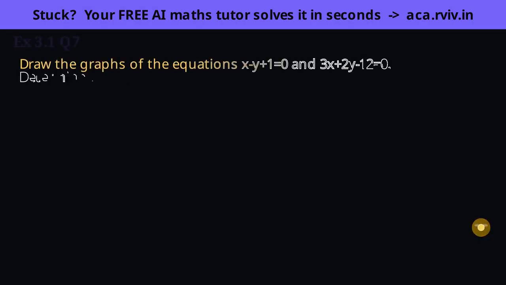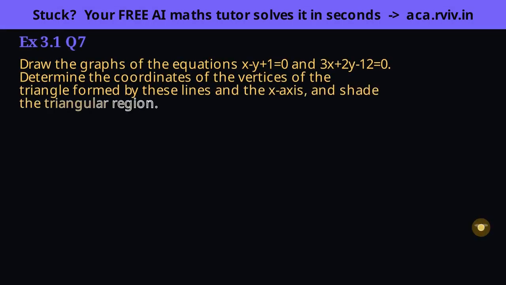The x-axis quietly acts as a third side. Set up: a triangle has 3 corners, so we need 3 intersection points. The 2 lines together, and each line with the x-axis. First corner, solve the 2 lines together.